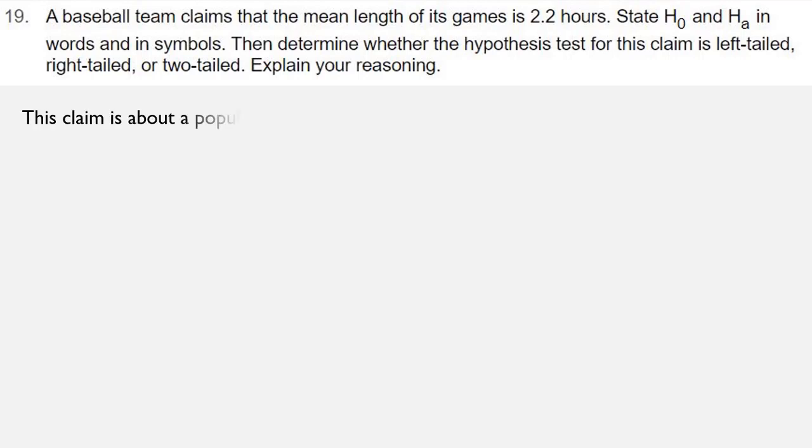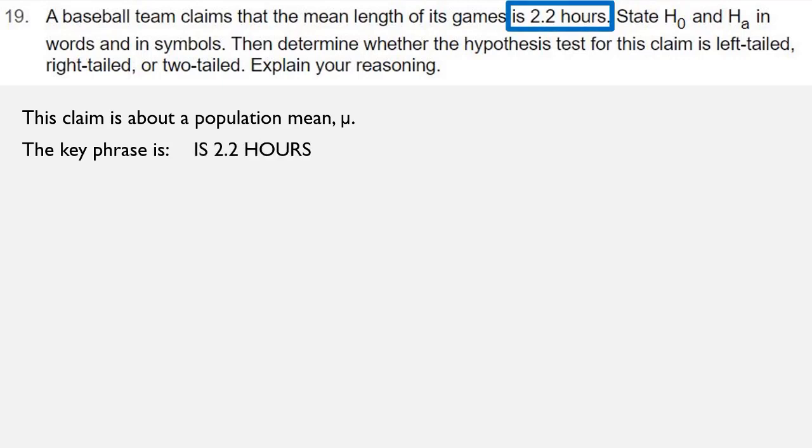Explain your reasoning. So, this claim is about the mean because it says the mean length of its games is 2.2 hours. Now we want to look for keywords. So the key phrase here is "is 2.2 hours." When we see an "is," that tells me we're looking at an equal sign. Equals 2.2. When something is something, that means it equals that thing. So my very first claim that comes right out of the statement of the problem is that mu equals 2.2.